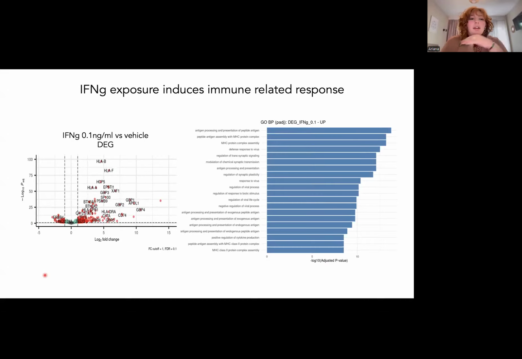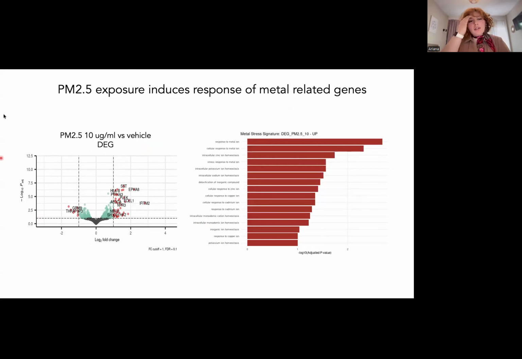So here is just another small pilot that we did where we exposed our 4 donors to interferon gamma. And what we see is that there are upregulated genes associated with immune response. So it's what we expect. And then for PM 2.5, again, to model air pollution, we look at metal-related genes, just because PM 2.5 is a mix of different things, and one of them is metals.